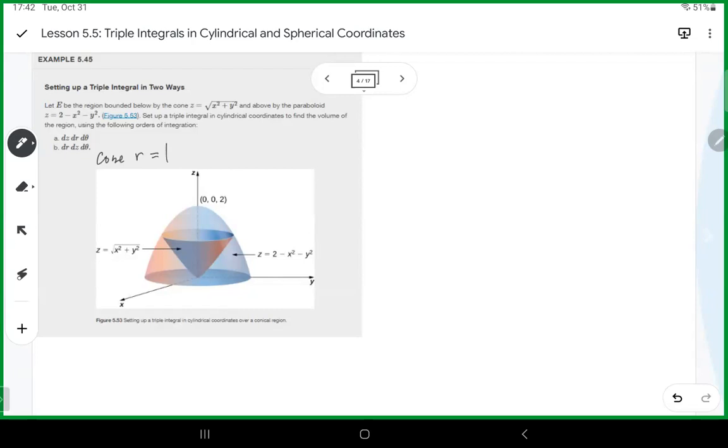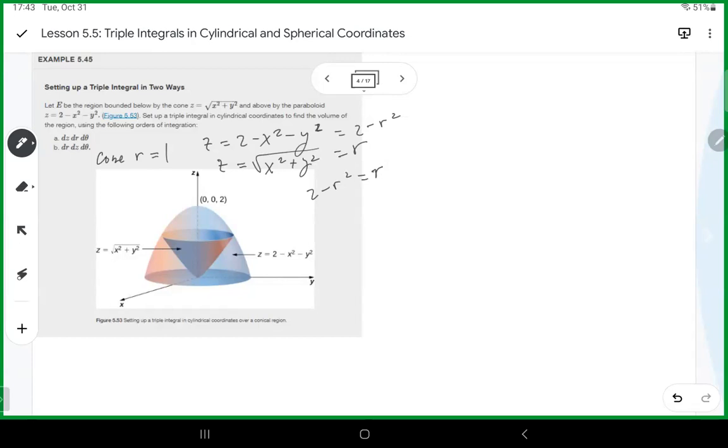Where it meets the paraboloid. Since z is equal to 2 minus x squared minus y squared, which equals 2 minus r squared, and z equals the square root of x squared plus y squared, which equals r. Assuming that r is non-negative, then we would have 2 minus r squared equals r.